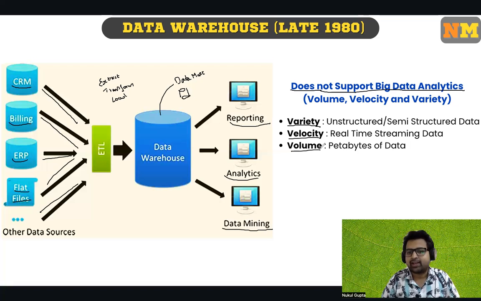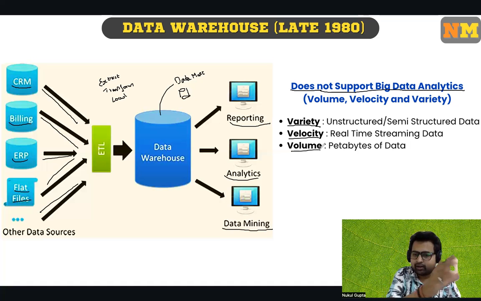So all those real-time data is also highly unstructured. So basically, it is not necessary that data should always be structured. Data can be unstructured also. So big data means all kinds of data, whether it is structured or unstructured. So that is variety.